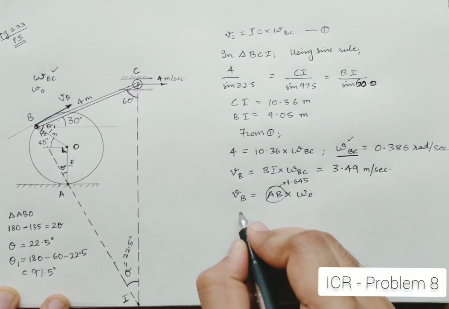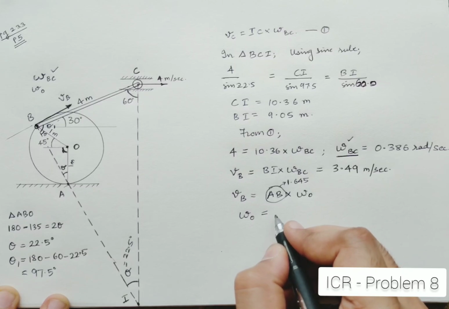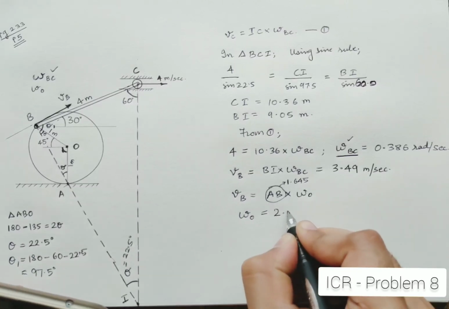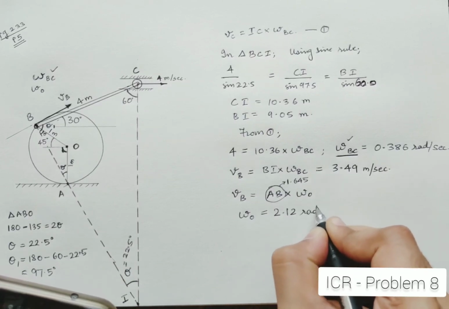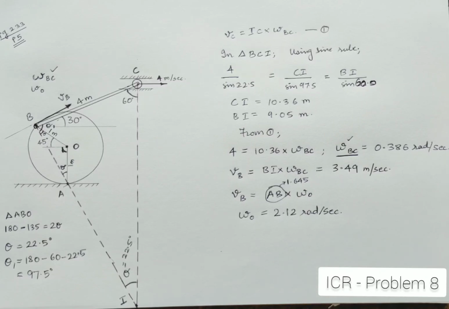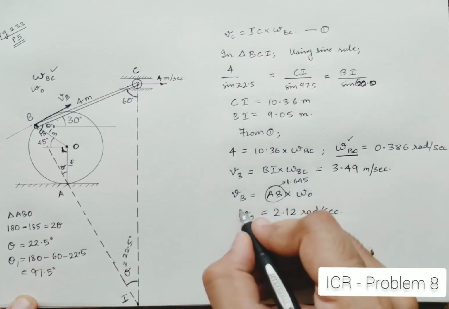So now based on that, 1.645 is your AB. So you can find out omega O, calculate it. Omega O comes somewhere around 2.12 radians per second. So this is all about this particular problem.